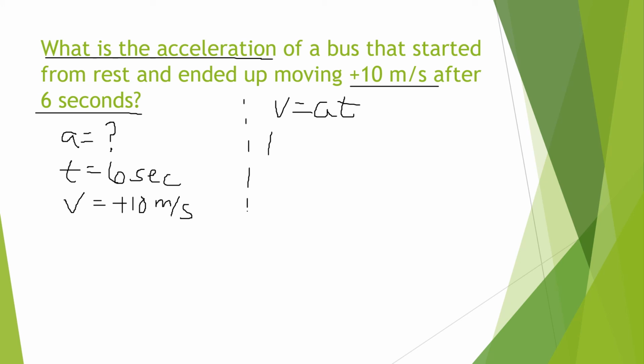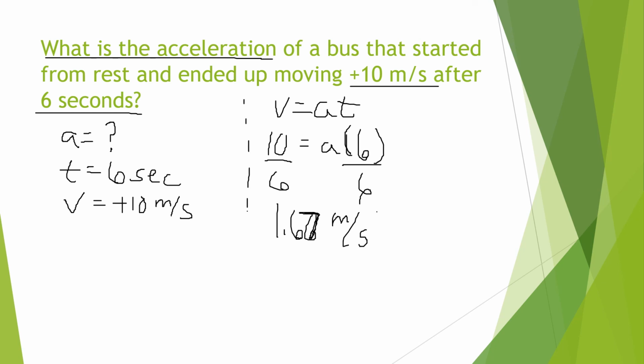Let's just plug this in. 10 equals A times 6. So I'm going to divide both sides by 6. And when I do 10 divided by 6, I get 1.66, or 67, excuse me, if I round, it's going to be 1.67 meters per second squared is my acceleration. Awesome. But wait.